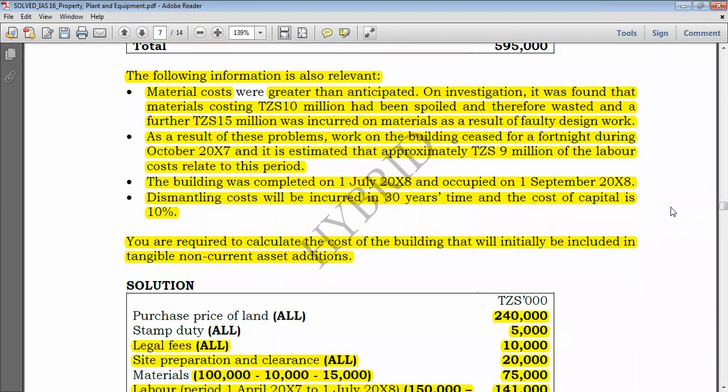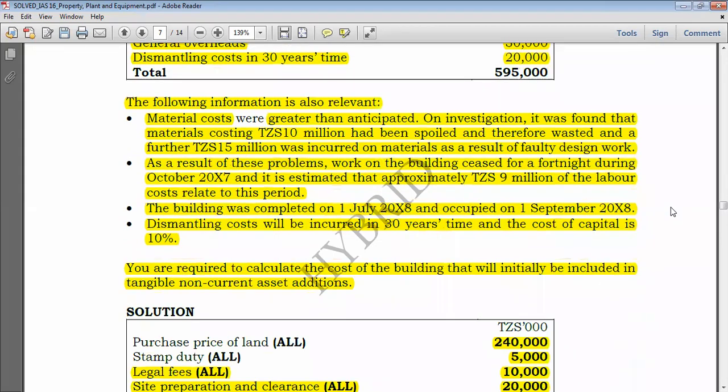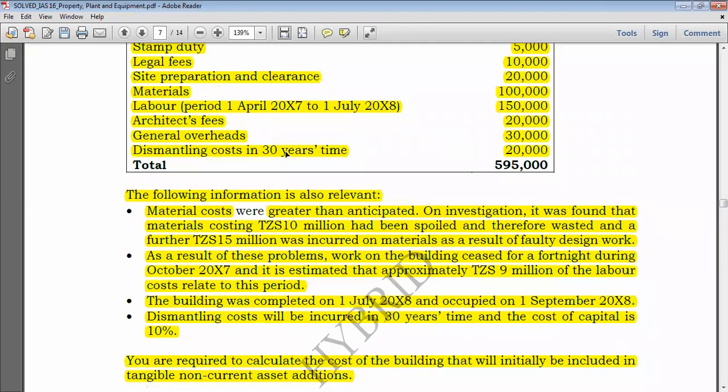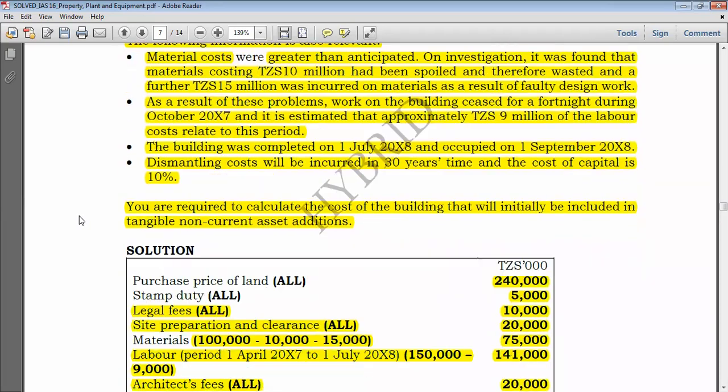All right, so you also have to know the subsequent treatment of this dismantling cost, which we have discounted. This is part of a provision. Usually we debit the PPE and then we credit the provision and then we account for the provision subsequently. It's just simple. Actually, we'll come and see such an example. But for now, since we're just dealing with initial measurement, I think this is fine.